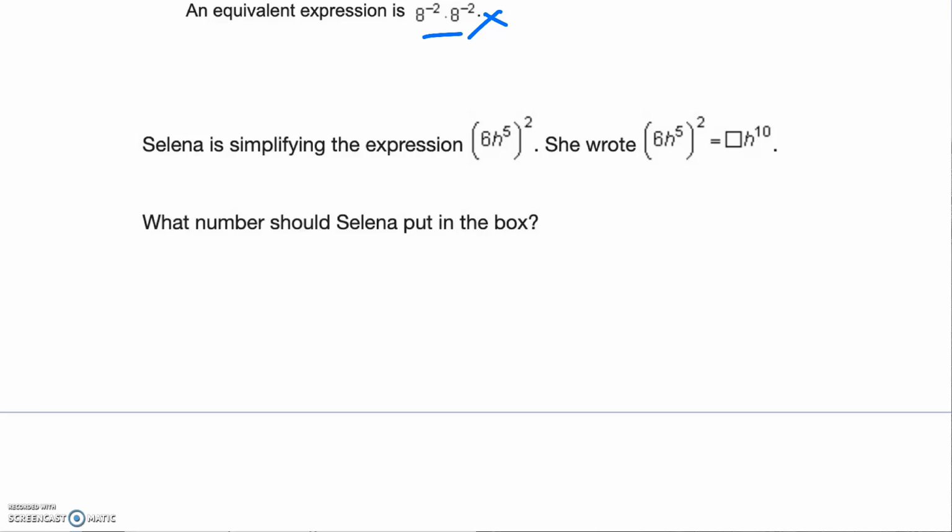If you're simplifying an expression, if this whole thing is in parentheses, remember we've got 5 times 2 is 10, but this squared has to apply to the 6 as well. So we rewrite this as 6 squared times h to the 5th squared. And 6 squared is equal to 36 times h to the 10th. So 36 would be the correct answer for this problem right here.